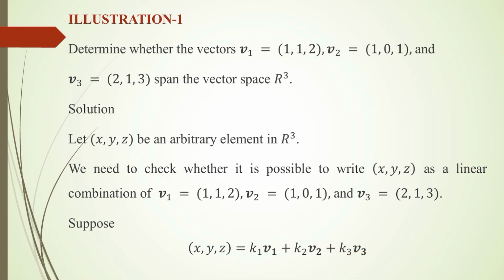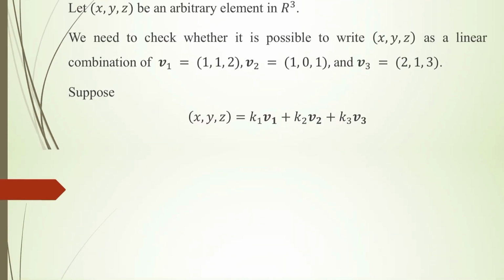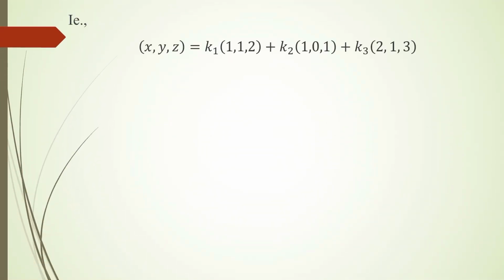Now vector v1 is (1, 1, 2), vector v2 is (1, 0, 1) and vector v3 is (2, 1, 3). So I can write xyz as k1 times (1, 1, 2) plus k2 times (1, 0, 1) plus k3 times (2, 1, 3). k1 times (1, 1, 2) is (k1, k1, 2k1), this will be (k2, 0, k2), and this will be (2k3, k3, 3k3).